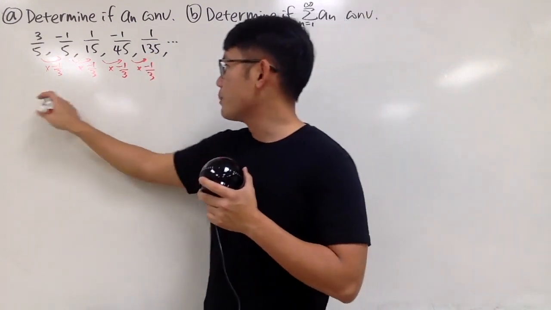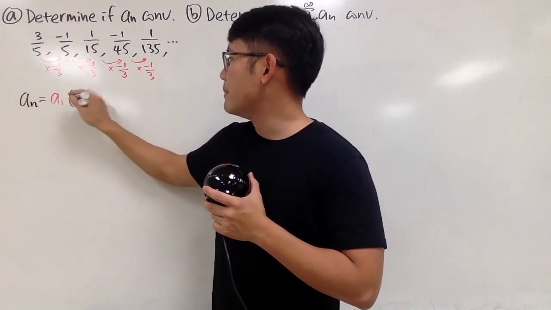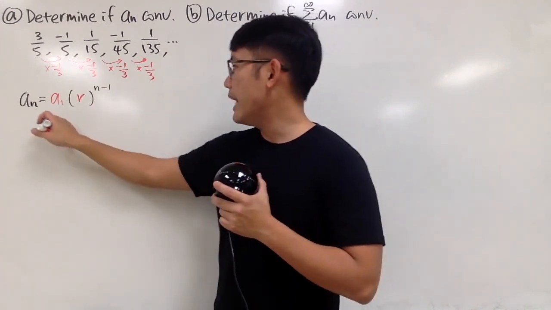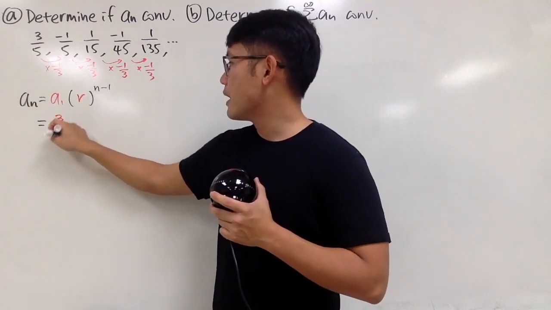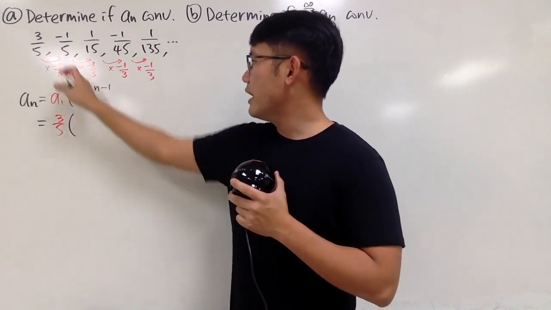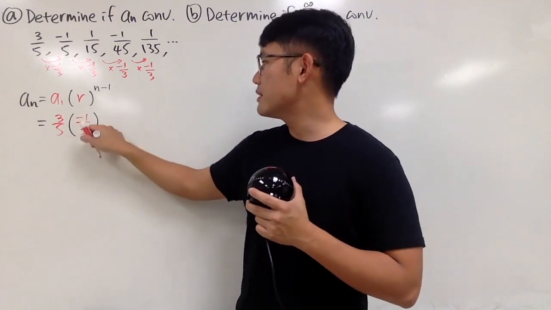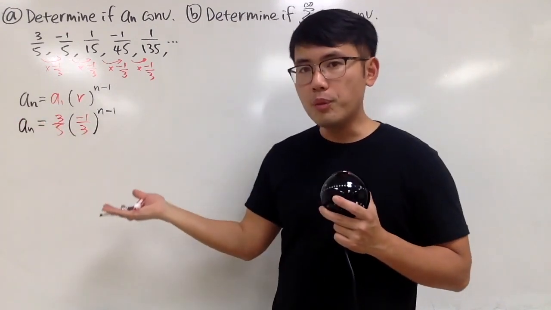So to get a formula for this, we know a_n is equal to a_1 times r raised to the n-1 power, and a_1 is just 3/5. Let's put that down. And then we multiply by -1/3 for the r, and we take this raised to the n-1 power. So here is our a_n formula.